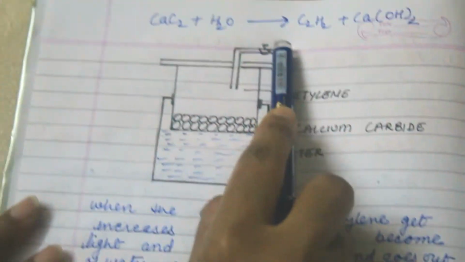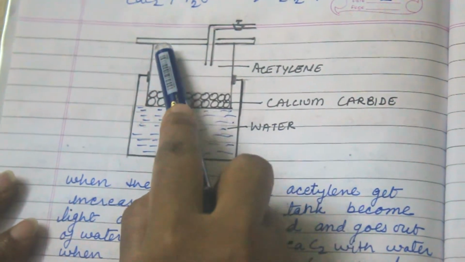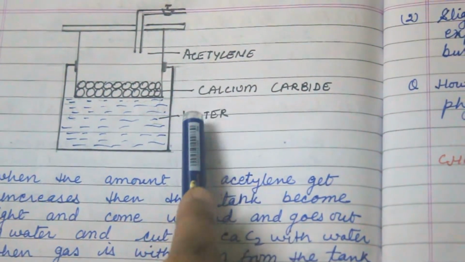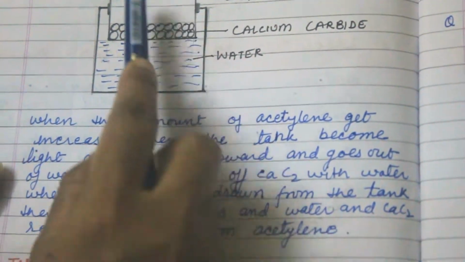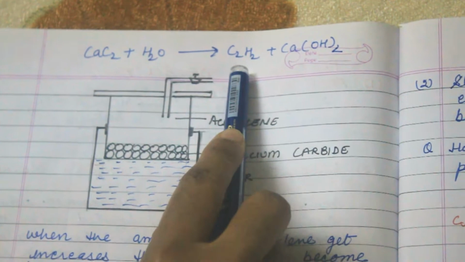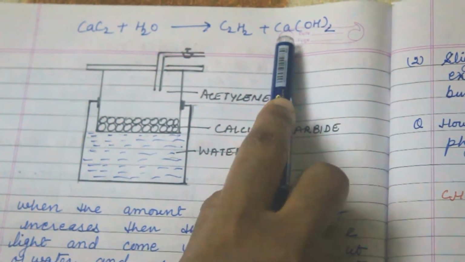When we remove acetylene from this pipe, it again becomes heavy and sinks into the water, and again calcium carbide reacts with the water. The reaction is like that. Calcium carbide when reacting with water forms acetylene and calcium hydroxide.